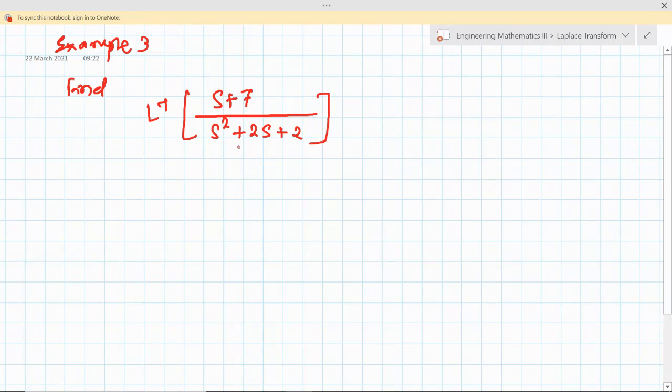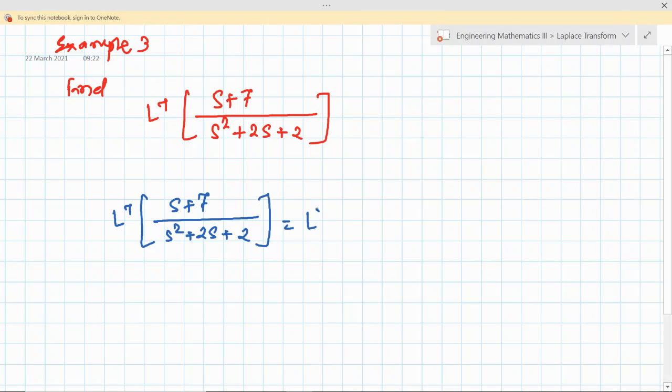Okay, so here we just need to adjust something. There is no use of partial fraction. Without the partial fraction also you can solve it, because the partial fraction is very simple. See what I am now doing here. So inverse Laplace of s plus 7 divided by s square plus 2s plus 2.